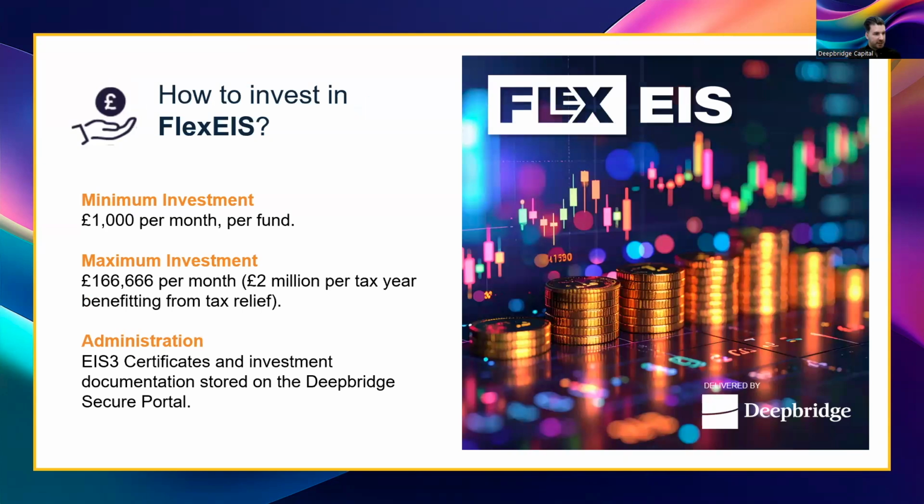So how to invest into FlexEIS? I mentioned earlier the minimum of £1,000 per month per fund. So to confirm, investors don't have to go into both of the funds. They can choose either, provided it's a minimum of £1,000 a month. And you can see the maximum investment we've written here, that's simply down to the maximum of £2 million per person, for an individual per tax year, due to their allowances of what the reliefs can be claimed on.